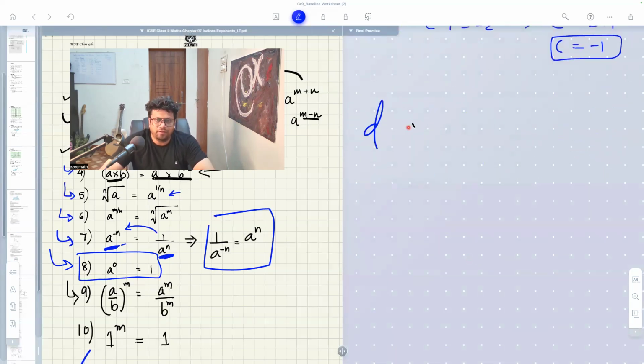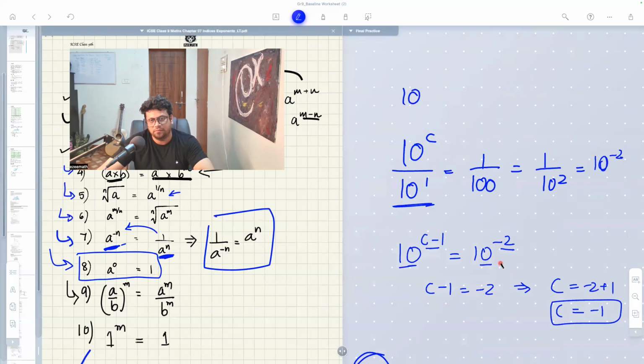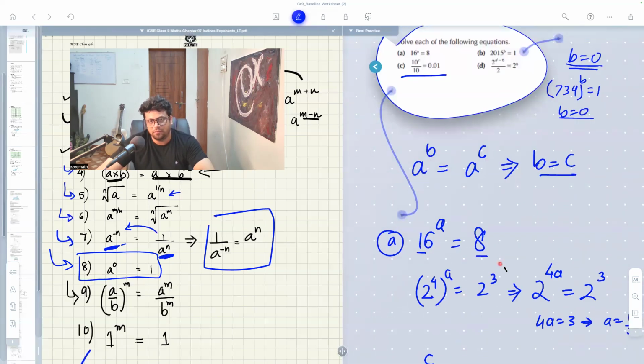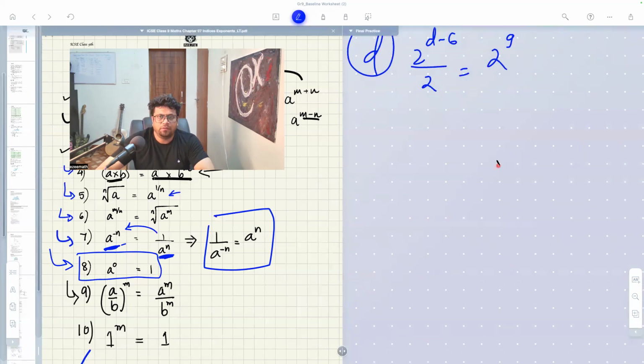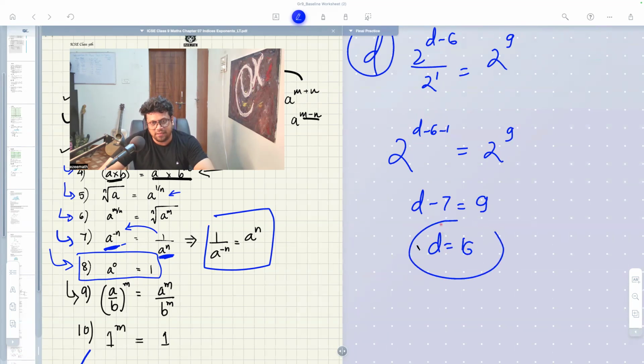2 to the power of d minus 6 divided by 2 is equal to 2 to the power of 9. That's what you have here. Well, that's 2 to the power of d minus 6 upon 2 to the power of 1. That's 2 to the power of d minus 6 minus 1. And there it is. d minus 7 is 9 and d equals 16. That's your answer. These are the questions.